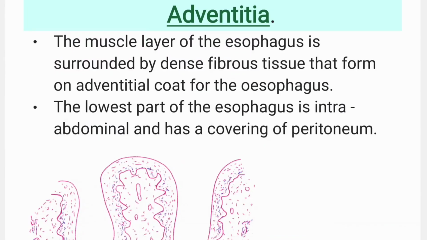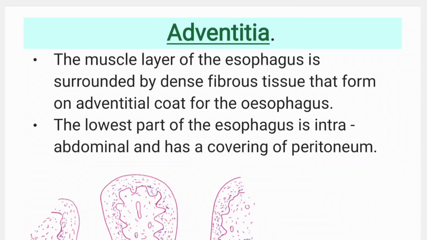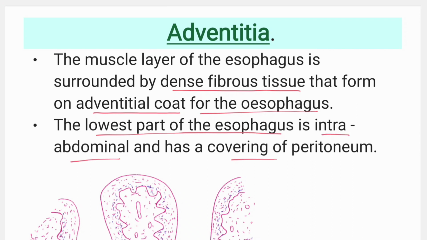Now our next layer, the outermost layer, the adventitial layer. The muscle layer of the esophagus is surrounded by dense fibrous tissue that forms the adventitial coat for the esophagus. Now the lowest part of the esophagus is intra-abdominal and has a covering of peritoneum.